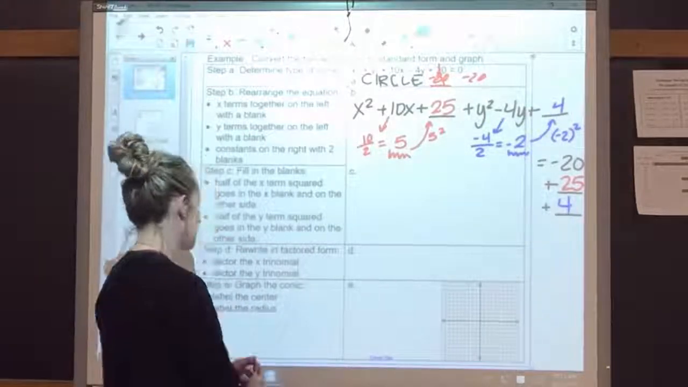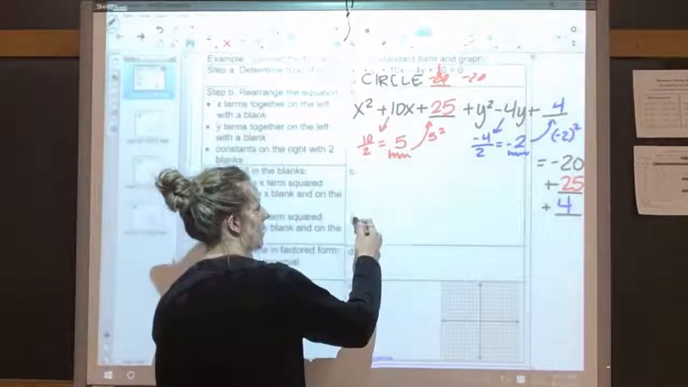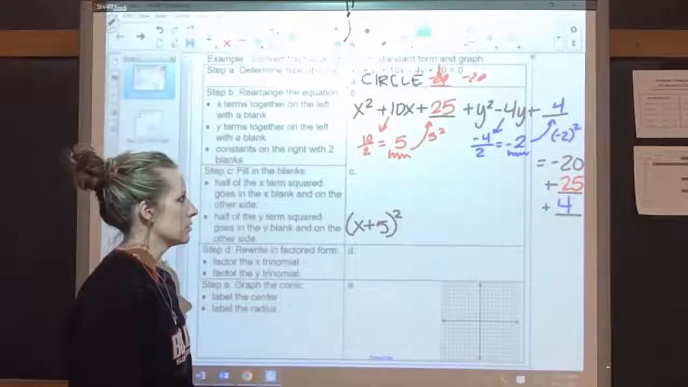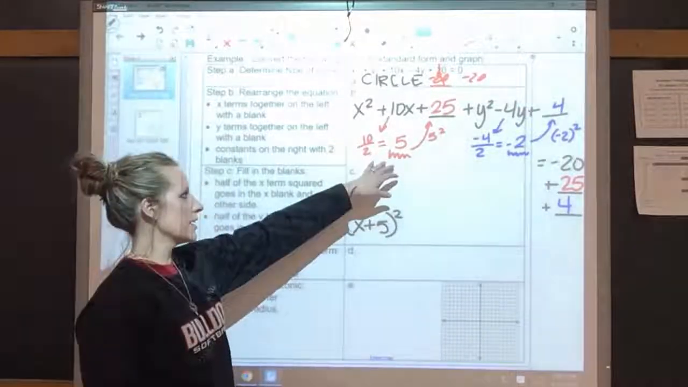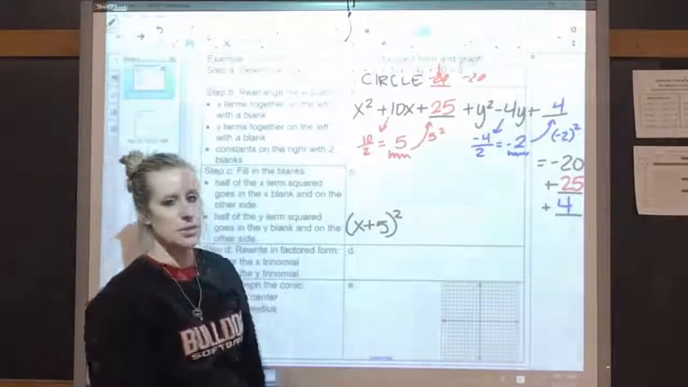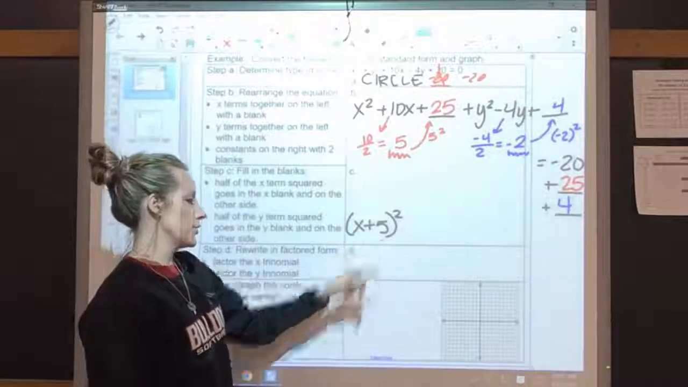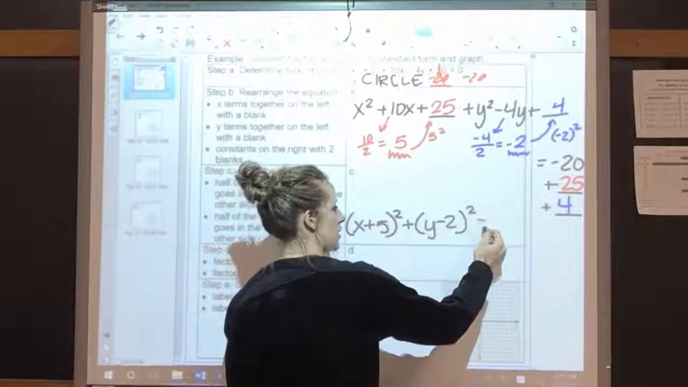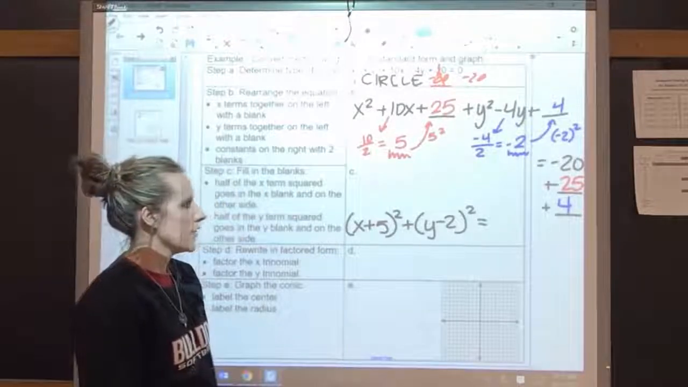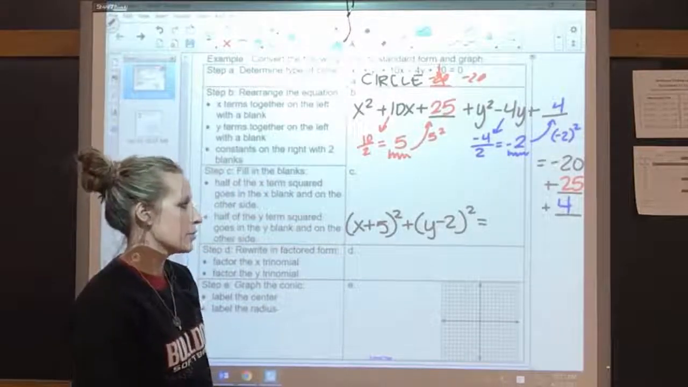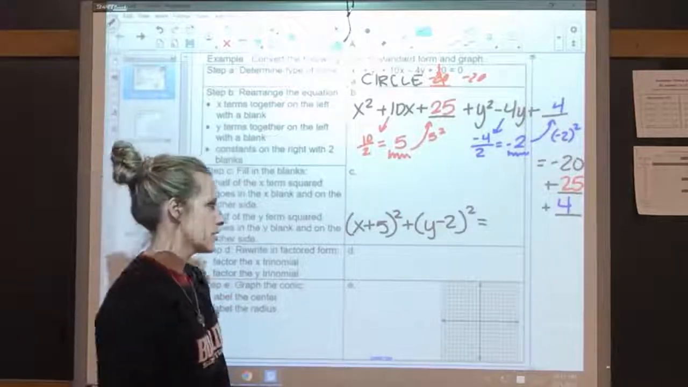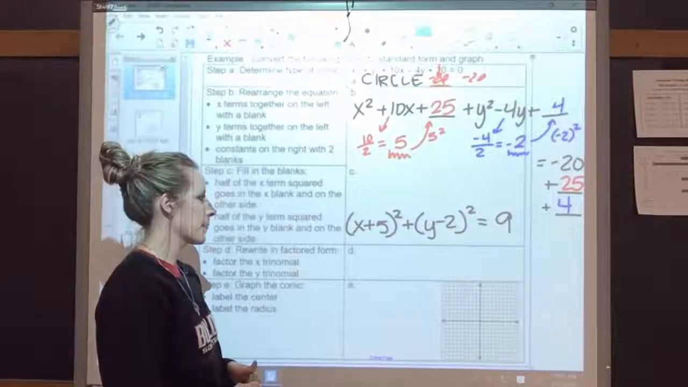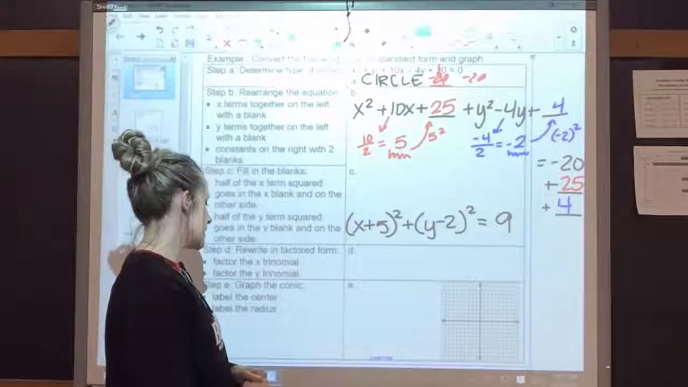All right, so now we're going to put it in factored form. We're going to have x plus 5 squared. We're just using the number that we underlined here, the number whenever you cut the middle term in half. That's the number you use for factored form. Plus y minus 2 squared equals, we have negative 20 plus 25 plus 4. Okay, so that should give you 9 if you add those up. All right, so this is standard form.